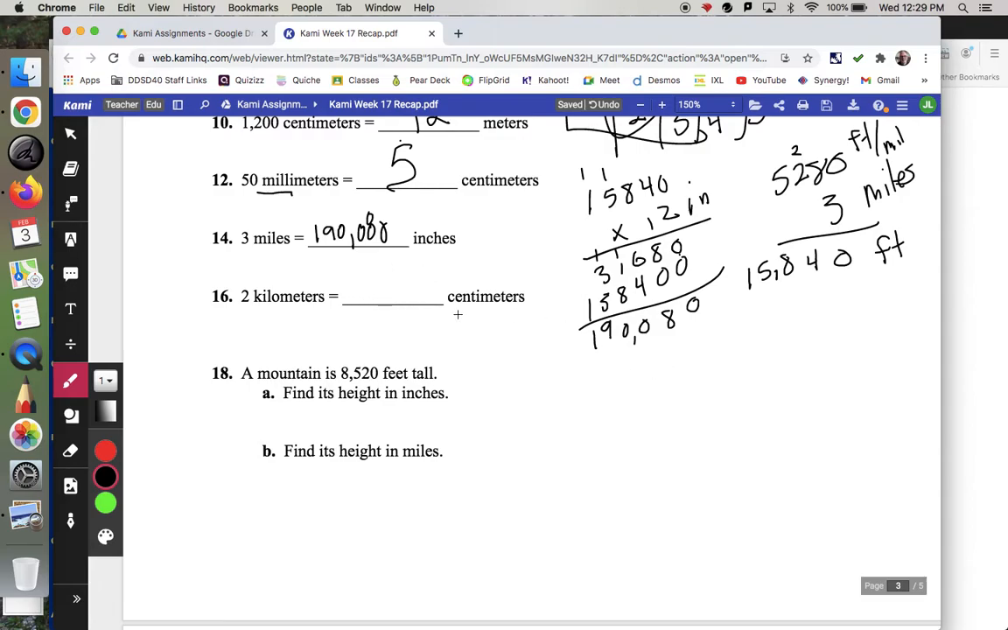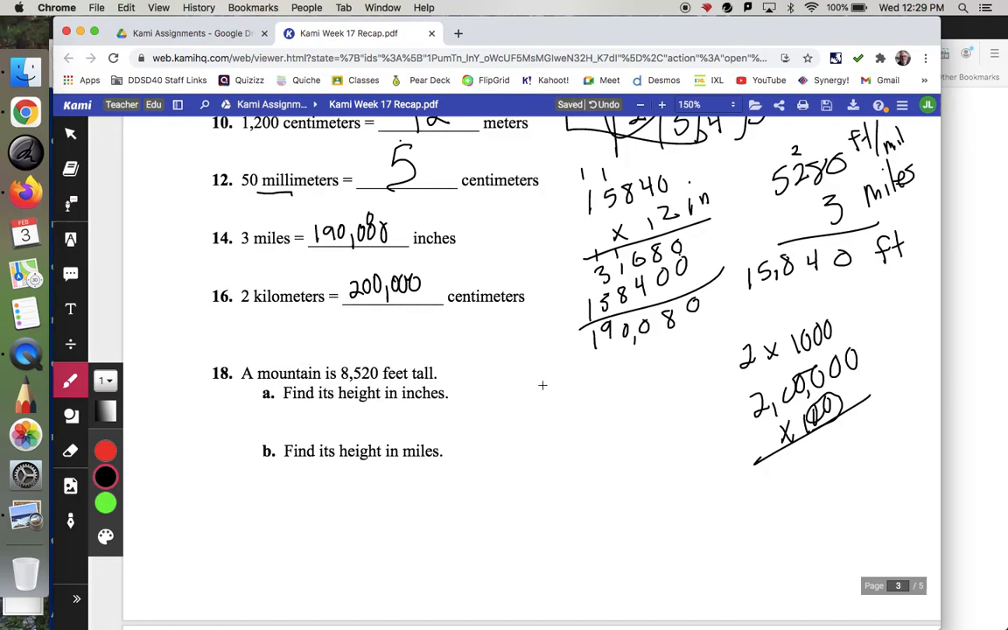So for 2 kilometers, to find out how many centimeters that is, 2 kilometers times 1,000 meters in each kilometer is 2,000 meters. And there is 100 centimeters in each meter. So this is taking these two zeros and putting them right there. There's 200,000 centimeters in 2 kilometers.